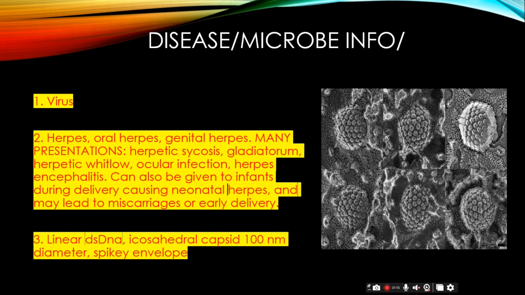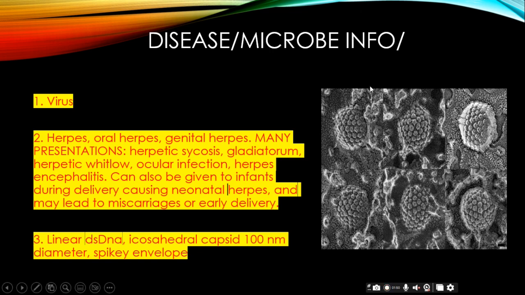Herpetic whitlow is generally associated with the skin around the fingernails. Ocular infection, of course, is going to be the eyes, and then herpes encephalitis. And so if you have ocular infection, you're going to have things like watery eyes, blurred vision, blisters around the eye. If you have herpes encephalitis, that's going to be associated with brain inflammation, seizures, fatigue. And of course, you can also give this to children too, so that would be neonatal herpes, and that can lead to miscarriages and early delivery.